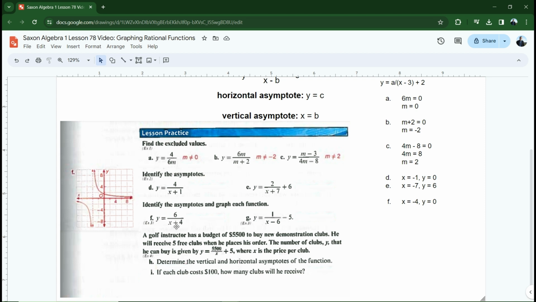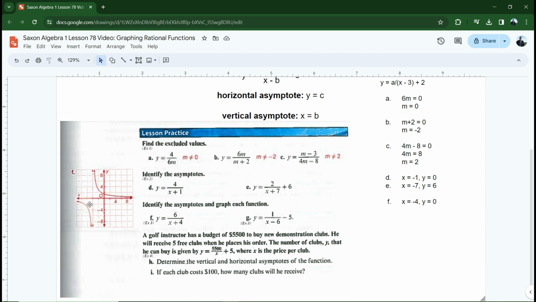If I plug in -6, I get 6 over -6 plus 4. -6 plus 4 is -2. 6 over -2 is -3. So if I plug in, again, what did I plug in? -6, -3. I can plot that dot on the graph, okay?